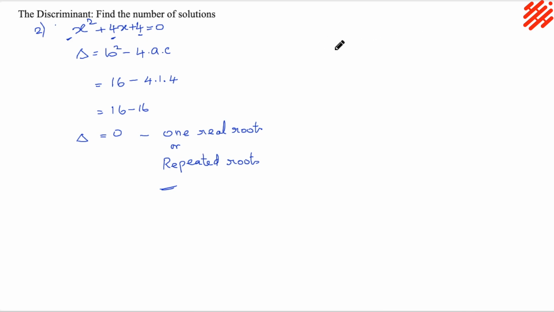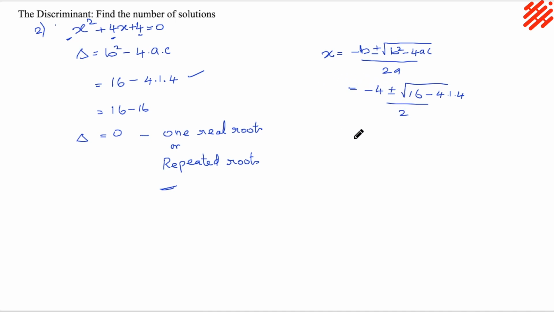So how to find the root? This is an additional answer to the question. To find the roots of x, we have the formula minus b plus or minus root of b square minus 4ac divided by 2a, which equals minus 4 plus or minus root of 16 minus 4 times 1 and 4, divided by 2 times a. So we have minus 4 plus or minus 16 minus 16, which is 0, root 0 is 0, divided by 2.